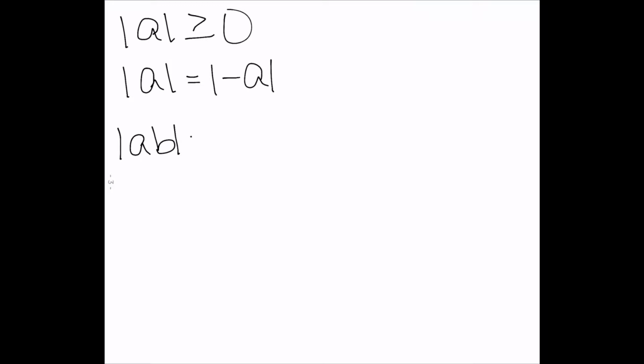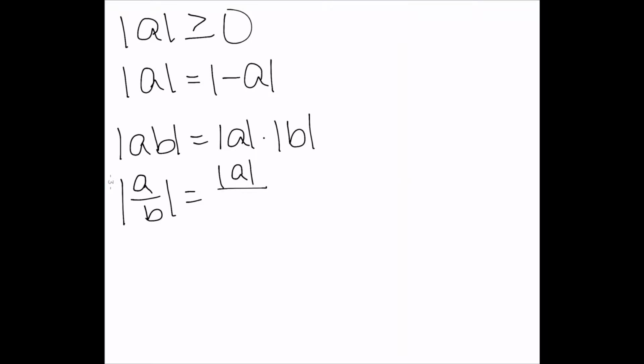The absolute value of a product is the same thing as the product of the absolute values. So whenever I'm taking a product, I can multiply it and take the absolute value, or I can take each of the absolute values first. And the same thing works for division. The absolute value of a over b is the absolute value of a over the absolute value of b.